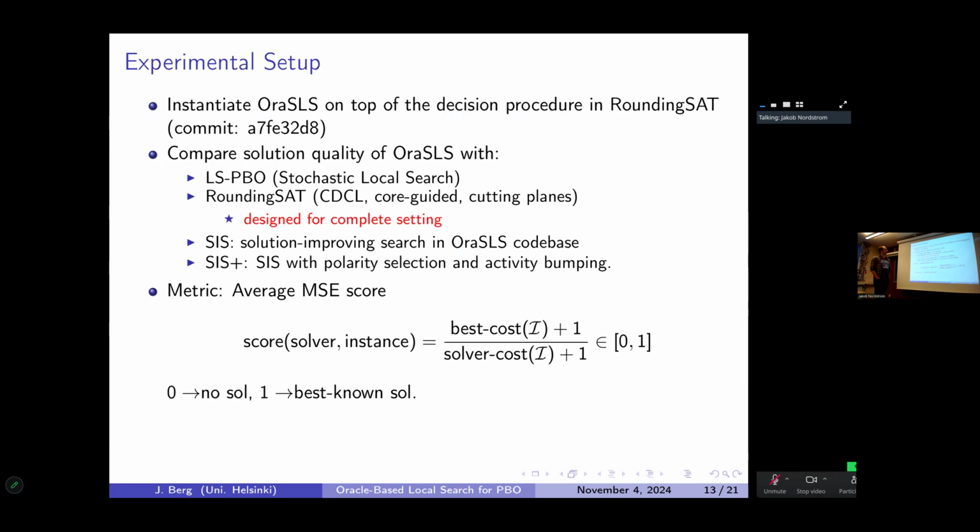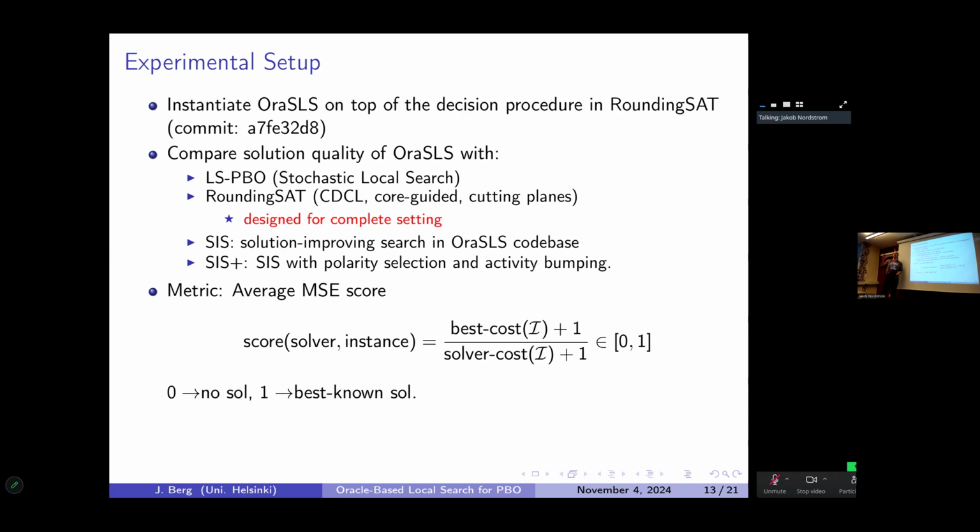So we implemented it on top of rounding SAT at the time and compared it to this LSPBO, which is a pure stochastic local search. Rounding SAT, which I'll acknowledge here, is not designed to be anytime, but still did fairly well in an anytime setting as well. And these last two are the same code base, but removing this Mrs. Bieber phase. So how does our own solution improving search in this code base work?